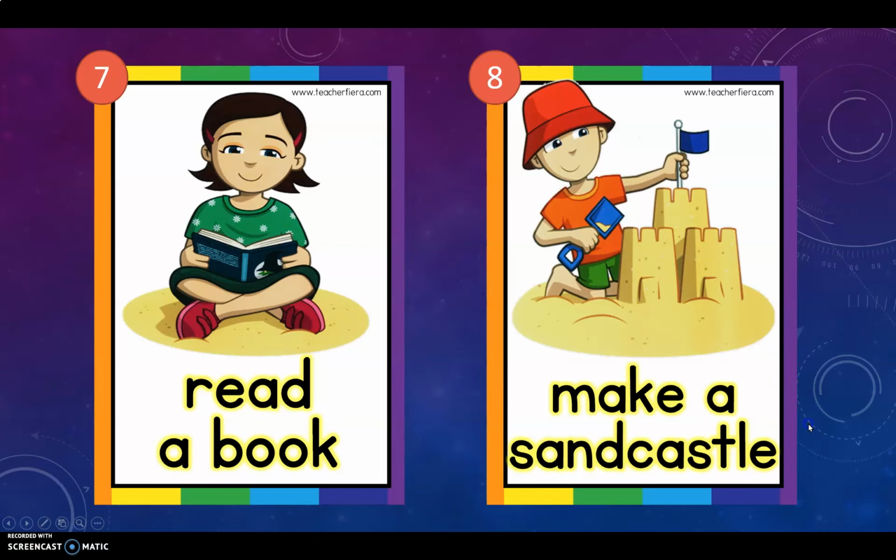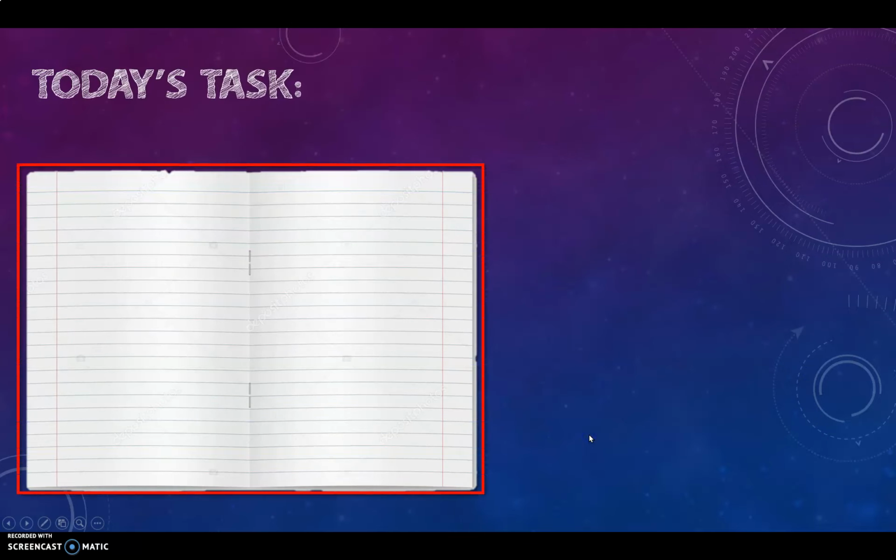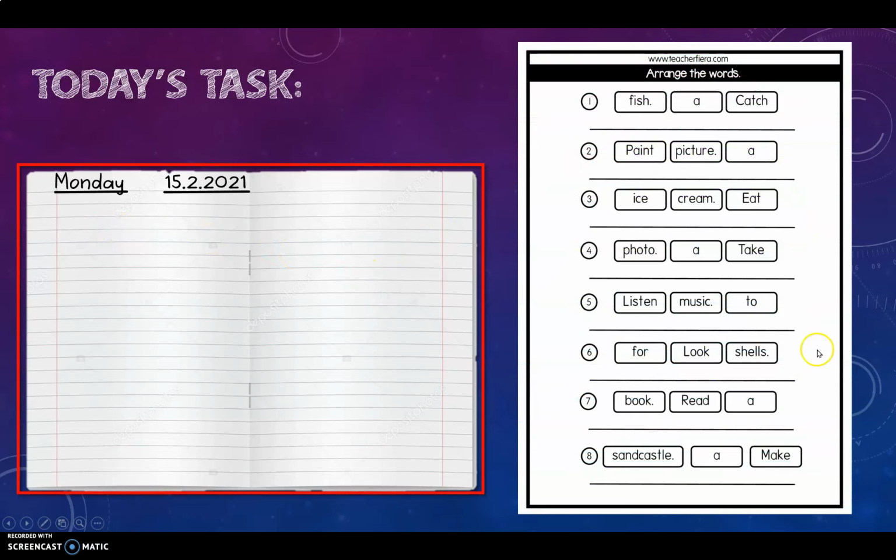Alright, for the next task, as usual, take out your English exercise book. Write the day, today is Monday, and the date of today, which is 15 February 2021, and make sure you underline the day and the date. Please make sure your work is neat. And then I want you to look at this worksheet.